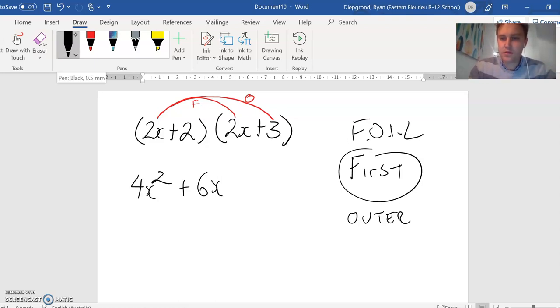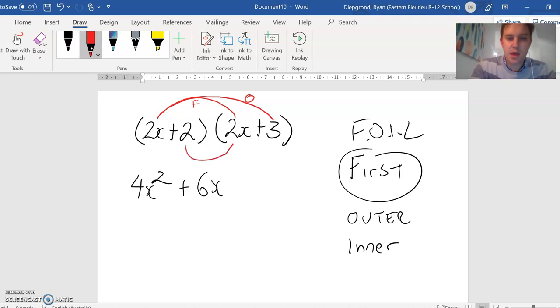So we've got the first, the outers, now the I, which is the inner terms, referring to the second term of the first bracket and the first term of the second bracket. So that's my inners, because they're the ones on the inside. We're looking at the inner bits. So now we've got 2 times 2x, which is 4x. And then the L is the last bit.